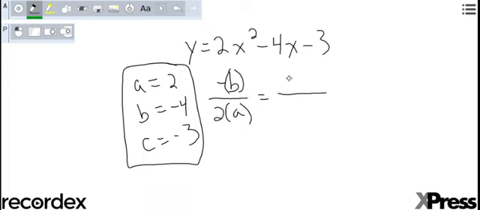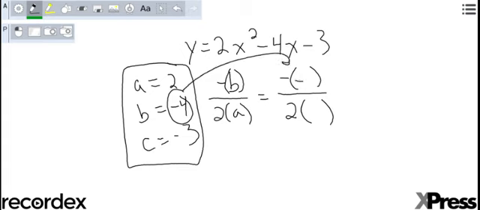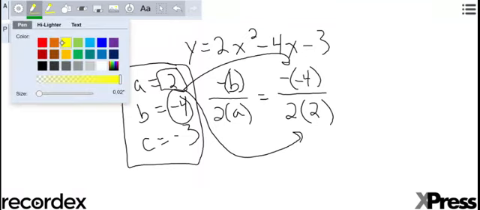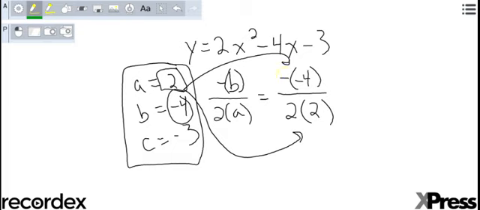Now remember, to find my vertex, that is negative B over 2A. So I'm going to write a negative parenthesis over 2 parenthesis. Well, my B, which goes right here, is negative 4. My A, which goes down here, is 2. Notice I have double signs here. If I flip the colors here so you can see it, I've got double signs. Don't lose those. Don't accidentally just write it once. You need to keep it correct. So let me switch back.